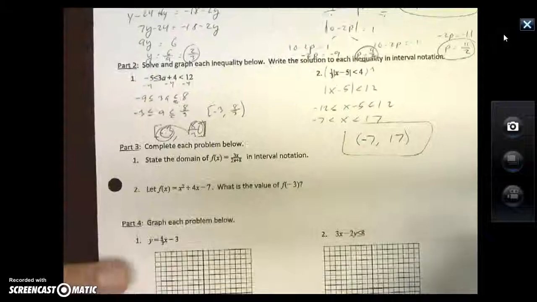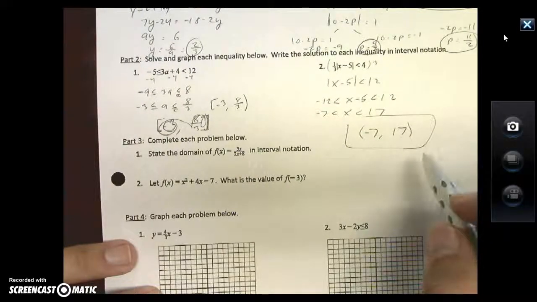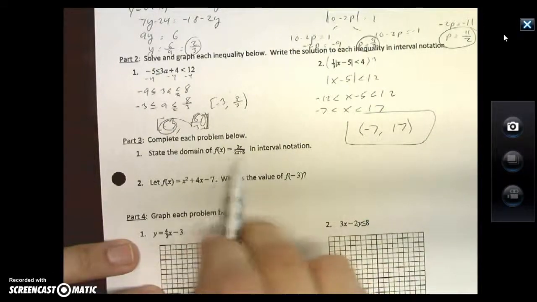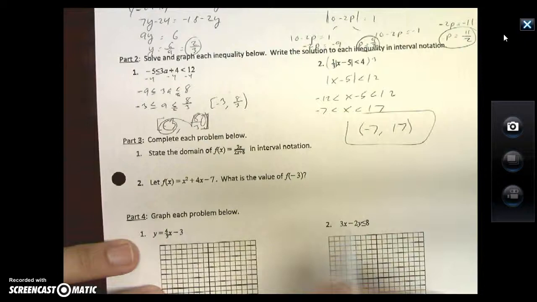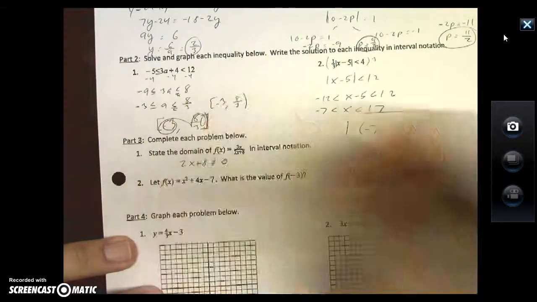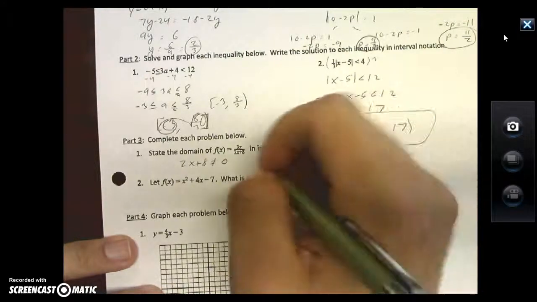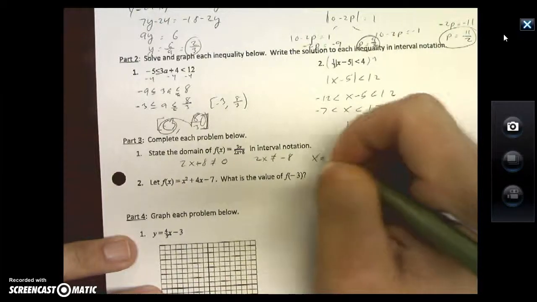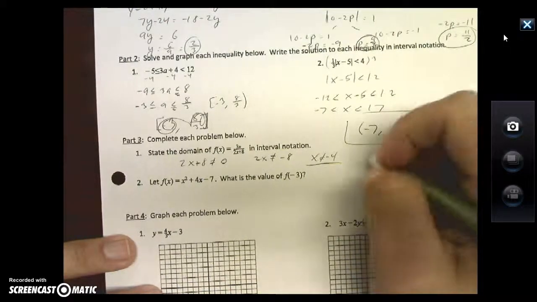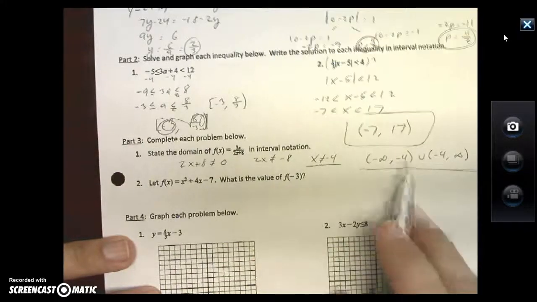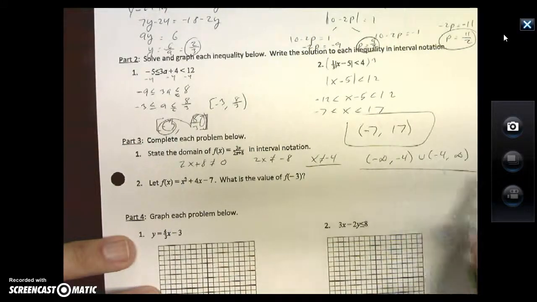Alrighty? Part 3, number 1, complete each problem below. State the domain of the following in interval notation. Well, again, as far as your denominator goes, you cannot have it equal to 0. So we're going to do 2x plus 8 cannot equal 0. Solve it. Subtract 8 over. Divide by 2. X cannot equal negative 4. So it's everything except for negative 4. And how we do that is negative infinity to negative 4, parentheses, union, negative 4 to infinity.